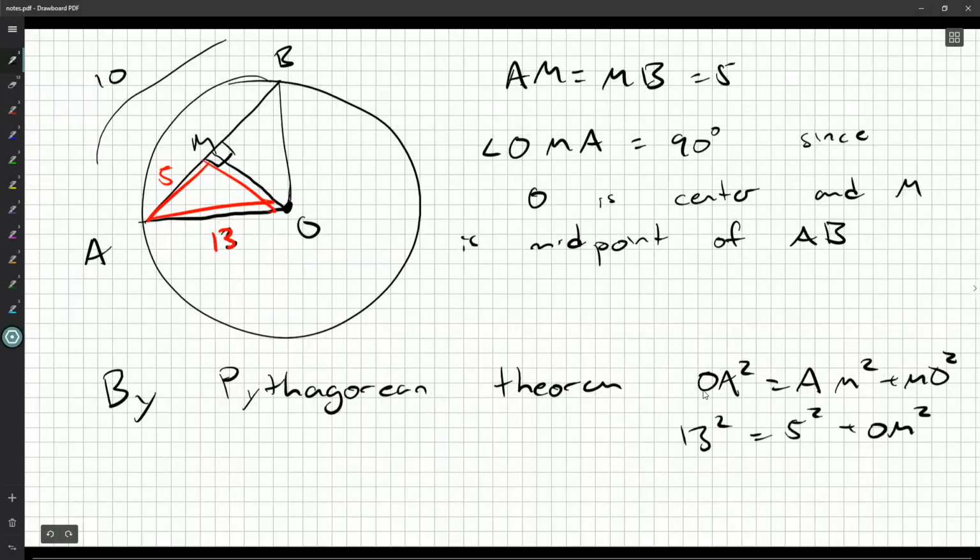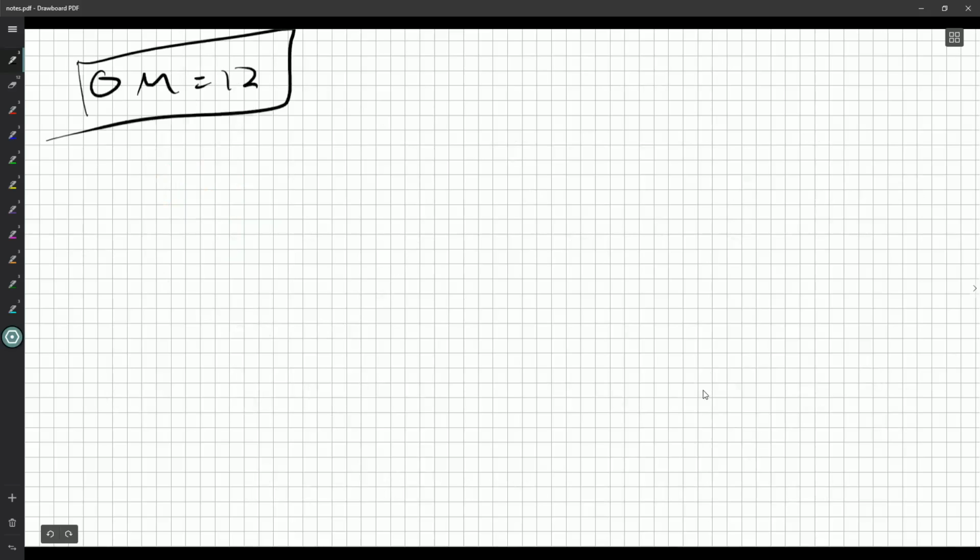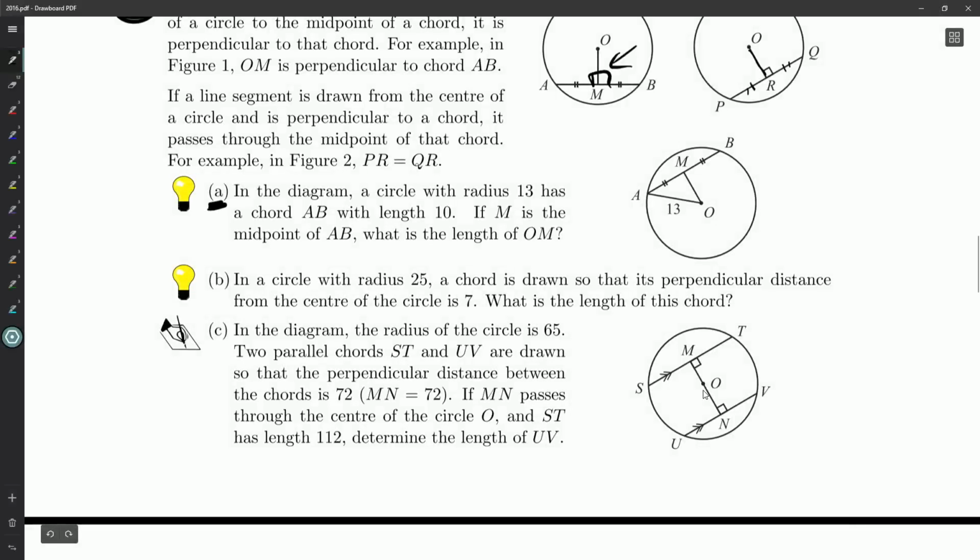And you could rearrange it. Grab your calculator if you need to. 13 squared is 169. And 25 plus OM squared. You'll realize 144 is OM squared. So OM, and this is all we need for our final answer, OM is 12. Okay, so that length is 12. Okay, so that gives us the answer to A.